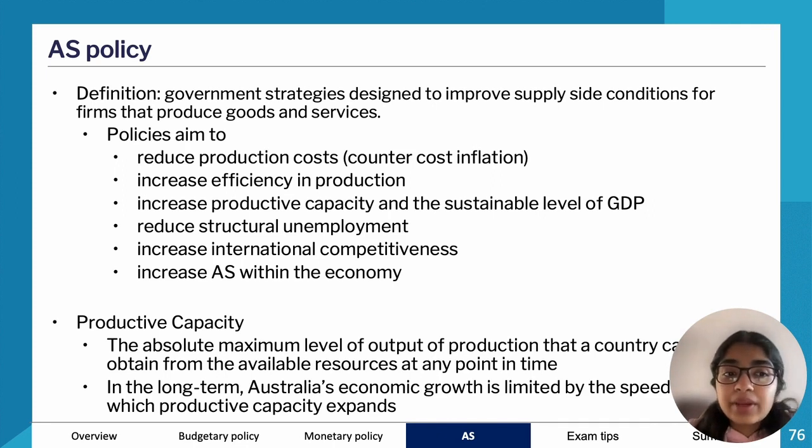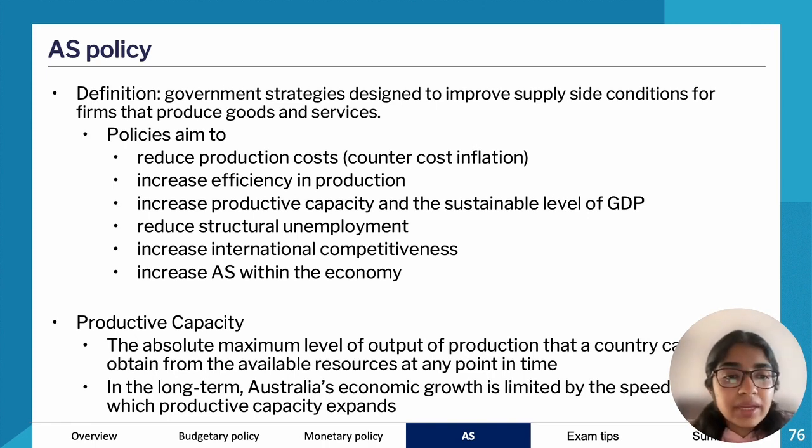We want to make sure that we can improve our productive capacity, improve our efficiency, so that we can be internationally competitive. So if we're super efficient, it means that we can lower our prices and make our goods really appeal to international consumers. And overall, we want to increase aggregate supply. So like I said, make sure that it's in line with aggregate demand.